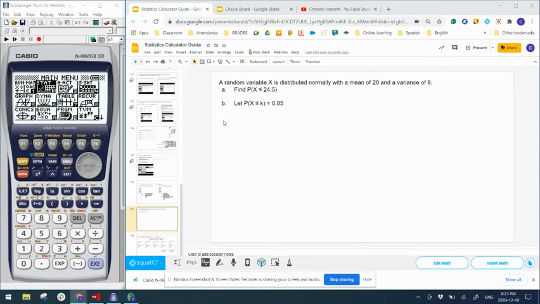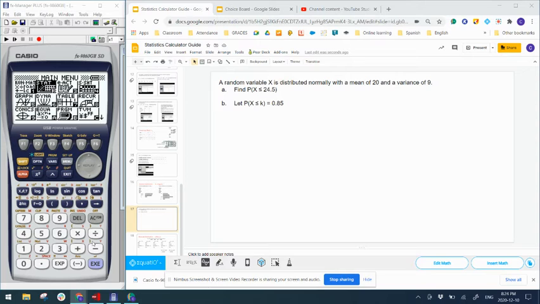Right, for normal distribution, there's kind of two types of questions they will give you. One where they give you a data set and they want you to find the probability of that happening, and one where they give you the probability and want to know what was the value that gave you that probability. So both of these show up in the same place in the calculator.